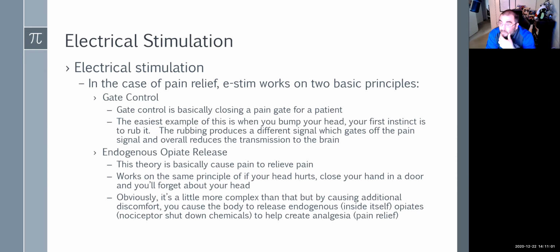There are a couple different forms of gate control we can use, and we'll talk about that next semester, but that's the overall basics of gate control. Endogenous opiate release, right? This theory is basically, we cause pain to relieve pain. It works on the same principle. If your head hurts, close your hand in a door and forget about your head, right?